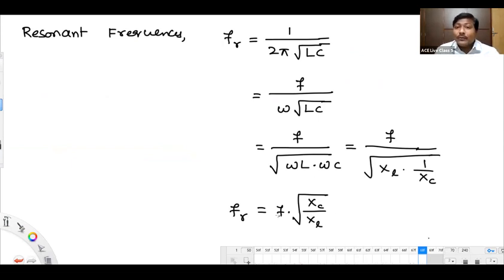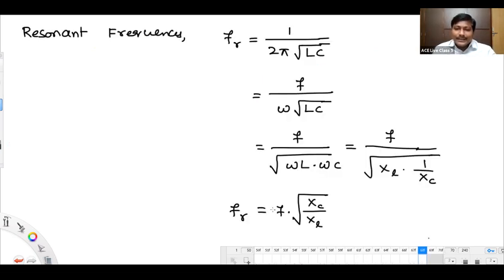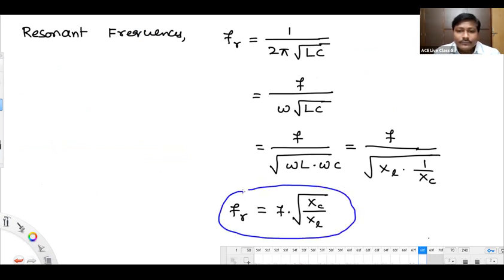What is that f here? F is the operating frequency of the system, maybe 50 Hz. XC is the series capacitor reactance, and XL is the line reactance.